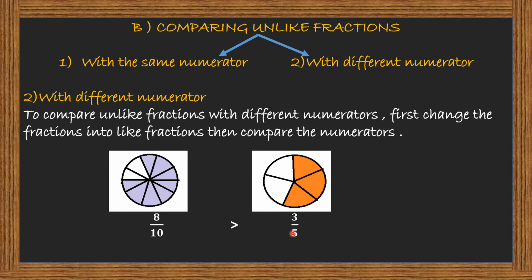What if we are not drawing diagrams to compare fractions? To compare unlike fractions with different numerators, first change the fractions into like fractions and then compare. It is not possible to draw the diagram every time. Hence we find the LCM, make the denominator the same and then conclude. So let's see that type of example also.